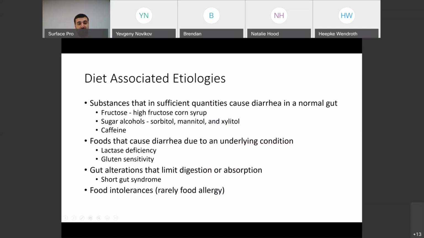Going back to the slide, though, other categories in the same diet-associated category are foods that cause diarrhea due to an underlying condition. So lactose intolerance or lactase deficiency is one of them. And then gluten sensitivity, celiac disease, like we were talking about. Gut alterations that limit digestion or absorption, such as short gut syndrome. And then food intolerances. This is pretty rare in an adult, but food allergies that are chronically causing diarrhea happen in kids apparently more frequently, but in adults almost not at all. Basically, if someone tells you that every time they eat something they get diarrhea and hives, they should stop eating whatever that is.